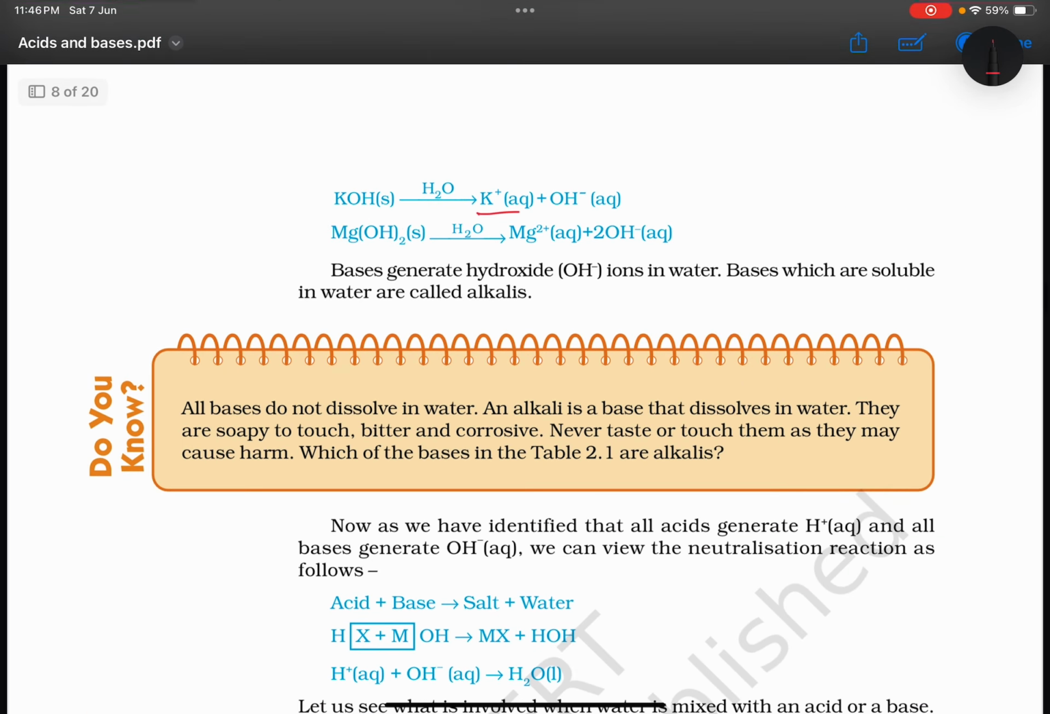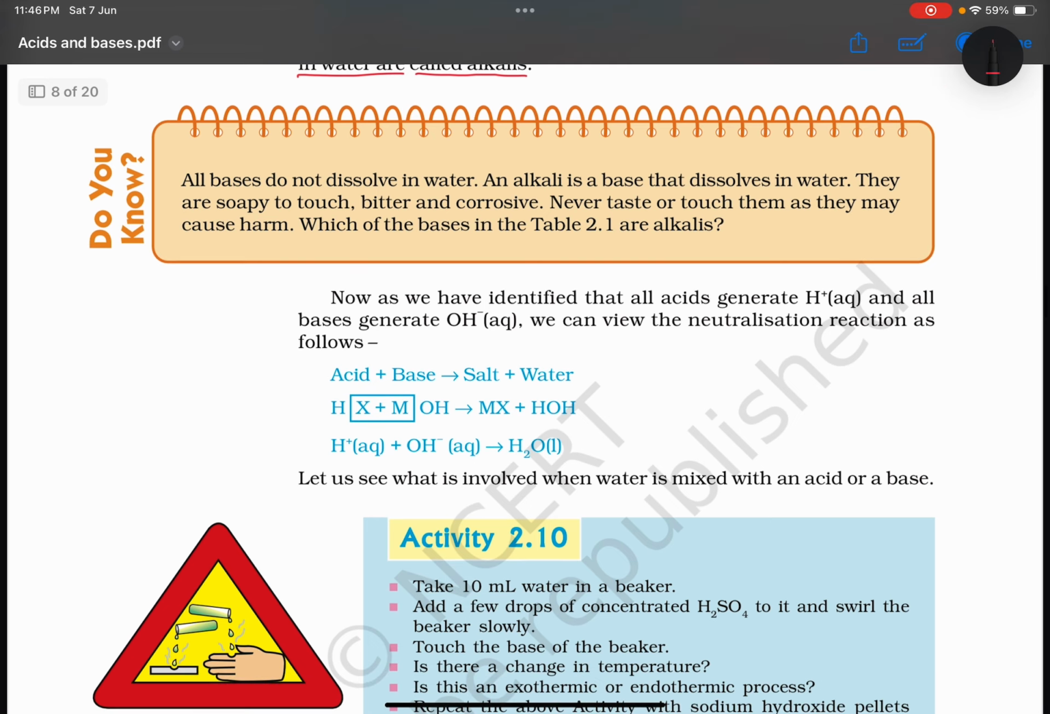KOH gives K plus and OH minus, Mg(OH)2 gives Mg 2 plus and OH minus. Bases generate hydroxide ions in water. Bases which are soluble in water are called alkalis. It's another word we can use. All bases do not dissolve in water. An alkali is a base that dissolves in water.